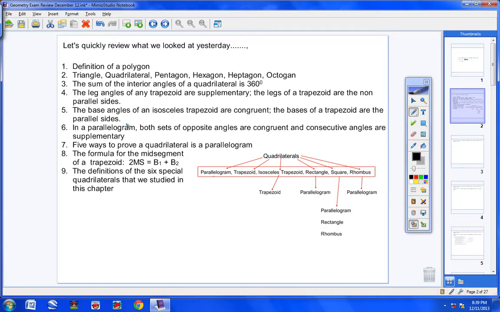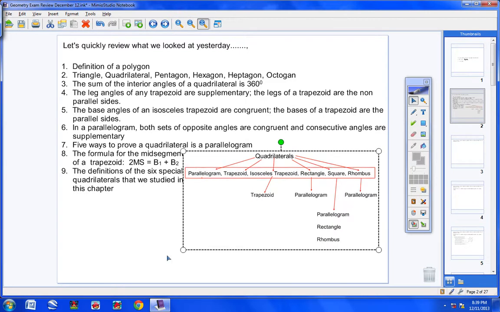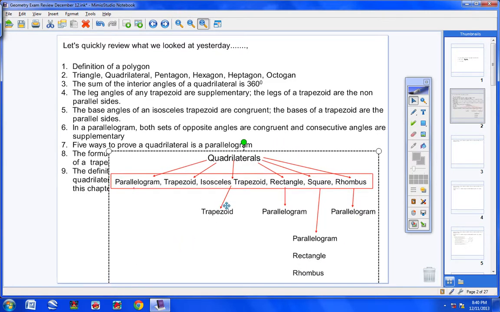They're the parallel sides. You need to know in a parallelogram, opposite angles are congruent and consecutive angles, side-by-side angles, are supplementary. You need to know the 5 ways to prove that a quadrilateral is a parallelogram. You need to know the formula for the midsegment of a trapezoid, 2ms equals b subscript 1 plus b subscript 2. And you need to be very familiar with the 6 definitions of the 6 special quadrilaterals that we studied in this chapter. And here they are.